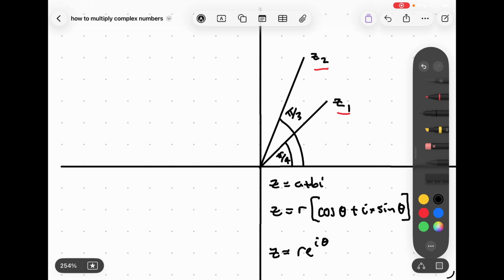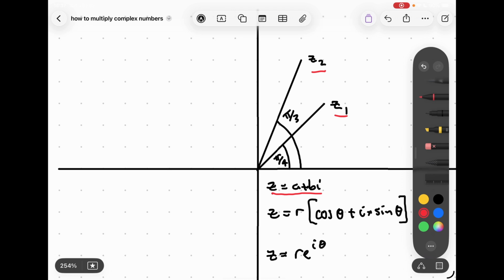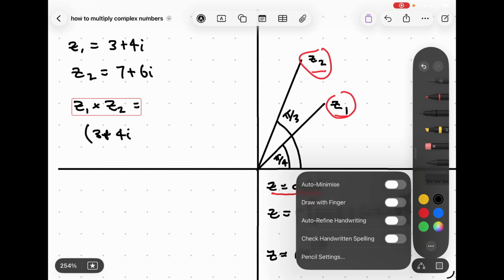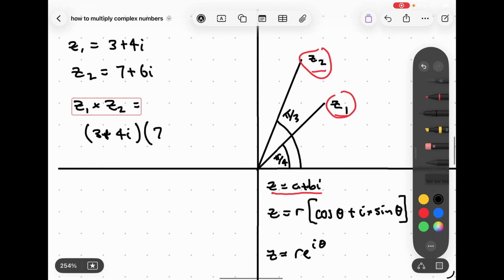First, if you have them in rectangular form, or a plus bi, it's just as simple as expanding out two brackets. Let's say z1 is equal to 3 plus 4i, and z2 is equal to 7 plus 6i. These aren't the actual numbers of the z1 and z2 that I've put up on screen, but they're just an example for this one. So to find z1 times z2, we're just going to do 3 plus 4i times 7 plus 6i.